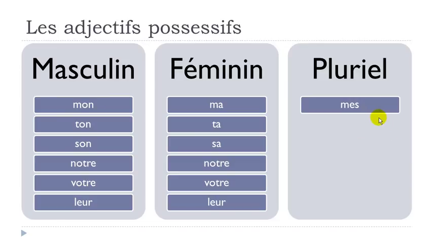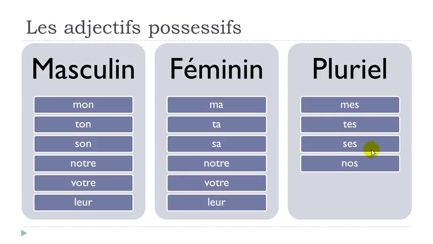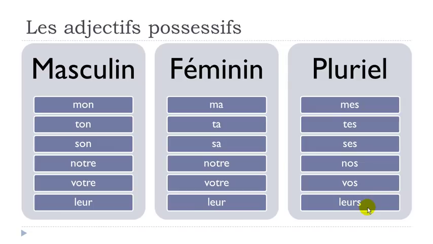Okay, so for the phonetic or pronunciation aspect, remember that this ES combined will give you the sound E. So you'll pronounce it like mes, mes, mes. Te, so logical, same pronunciation here, tes, ses. Alright, so mes, tes, ses. Okay, and then for the plural, nos, vos, and then leurs. So remember, even if you've got this final S, you don't pronounce it, as was the case already for this word. Nos, vos, leurs, you don't pronounce the final S. Okay, so if we see that one more time, it's mes, tes, ses, and then nos, vos, leurs.